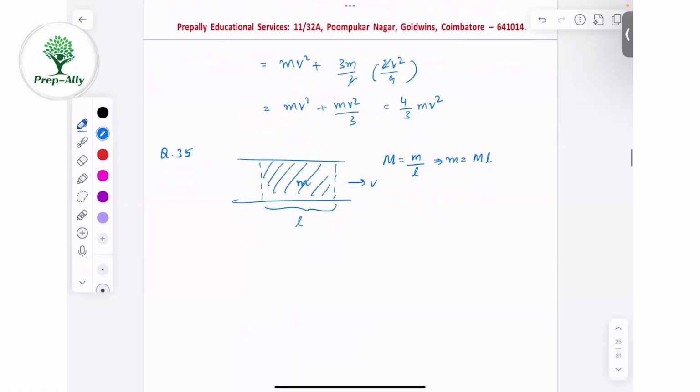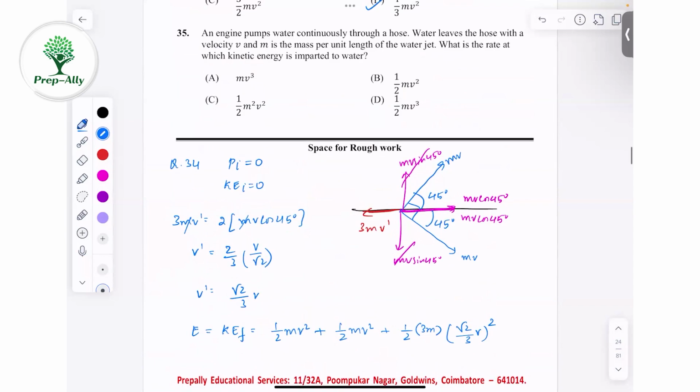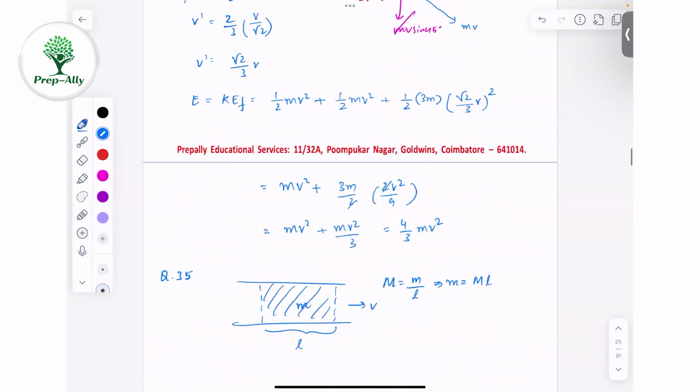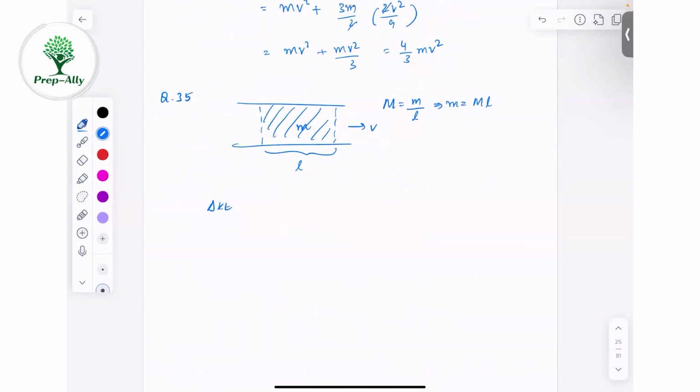Now, he's asking us what? The rate at which kinetic energy is imparted. So, kinetic energy imparted per unit time. We can say it is one by t times half m v square, or we can say d by dt, nothing but the rate of change of kinetic energy. That is a more appropriate way of putting this. Now, the velocity anyway is constant. So this v is anyway a constant value.